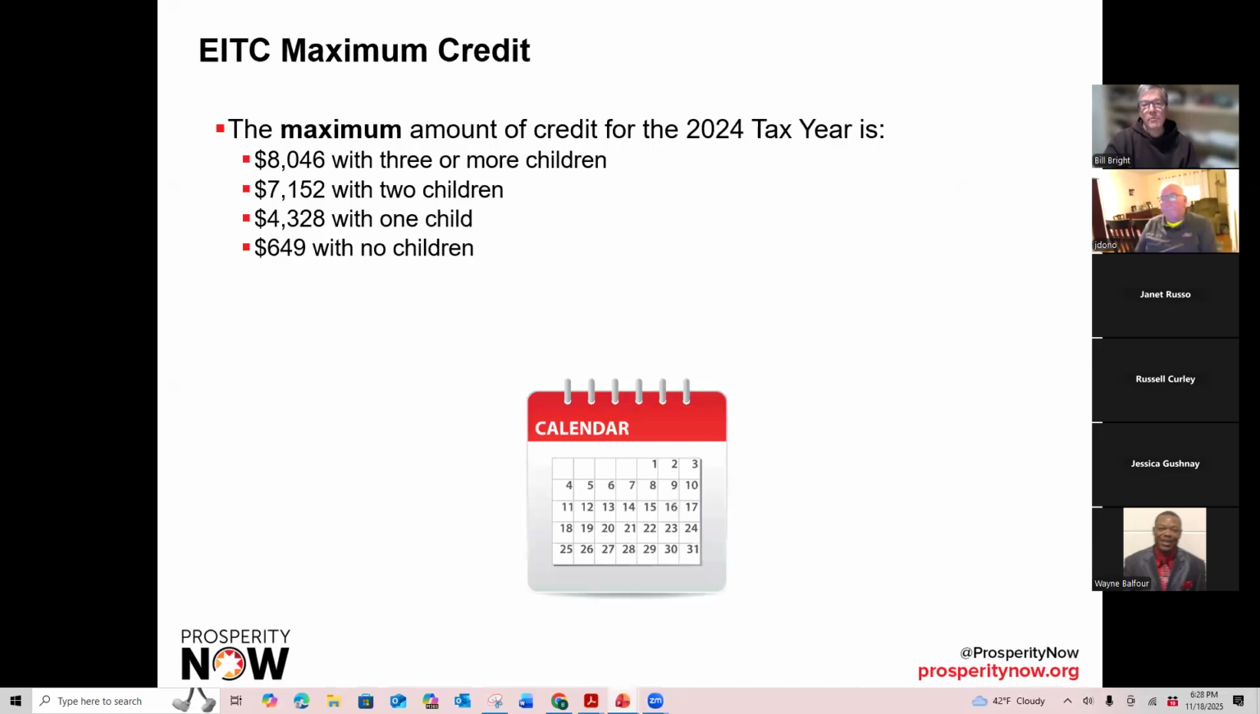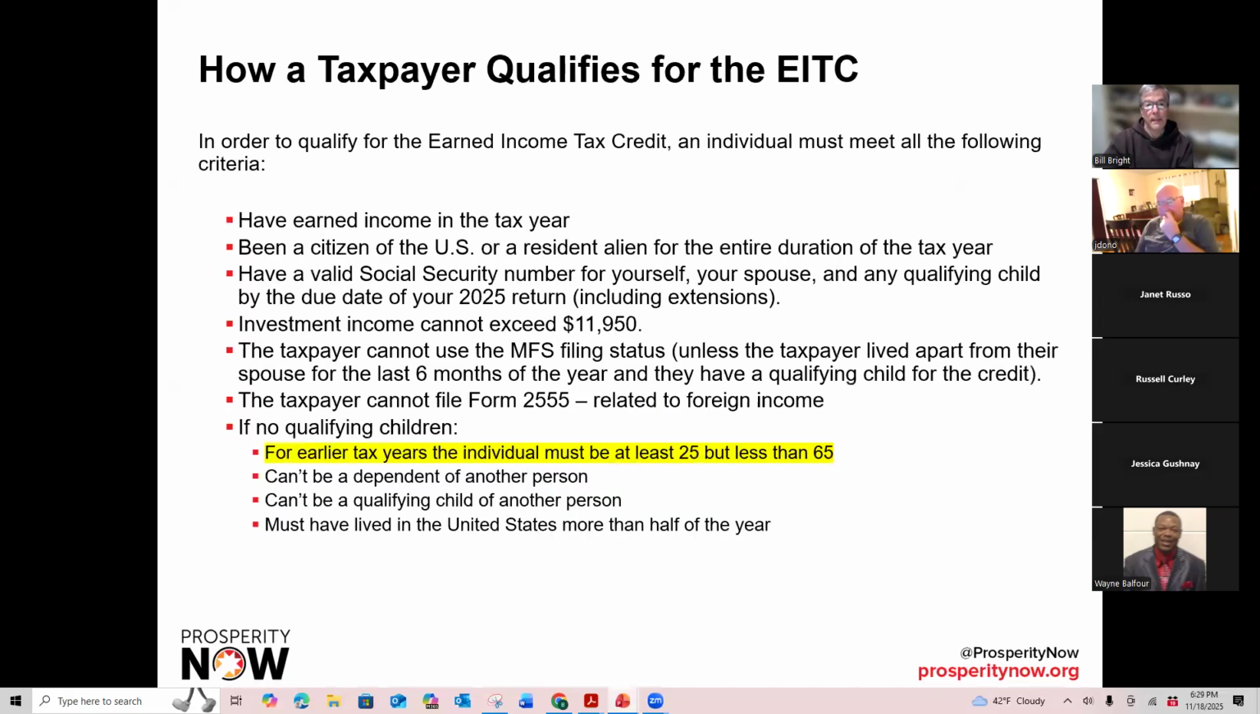Okay, the maximum credit for 2024, I'm sorry, it's actually the 2025 tax year. I didn't overwrite that. It is a little over 8,000 with three or more children, 7,152 with two, 4,328 with one, and 649 with no children.